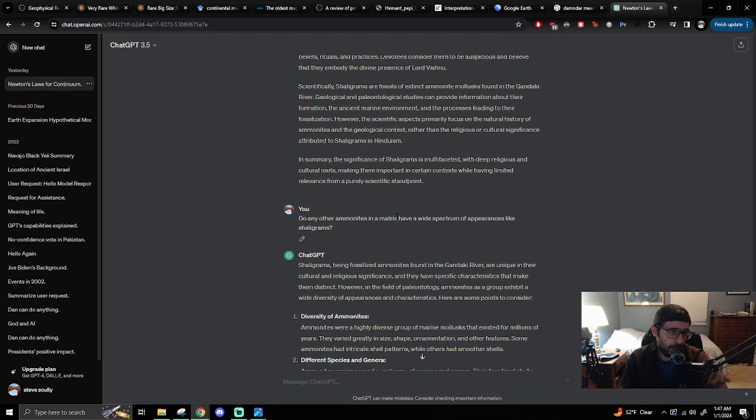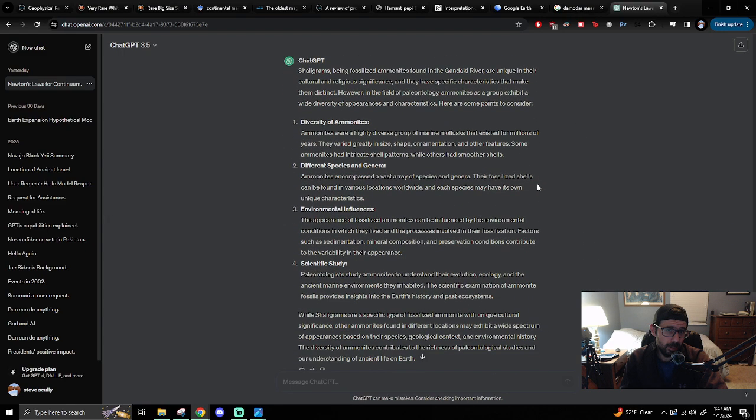Do any of other ammonites in a matrix have a wide spectrum of appearances like shallograms? Shallograms, being fossilized ammonites found in the Gandaki River, are unique in their cultural and religious significance. They have specific characteristics that make them distinct. However, in the field of paleontology, oh my god, I can't say it. Paleontology. What the fuck? This dude's talking about shallograms and saying they're not fossils, and he's not someone who studies fossils.